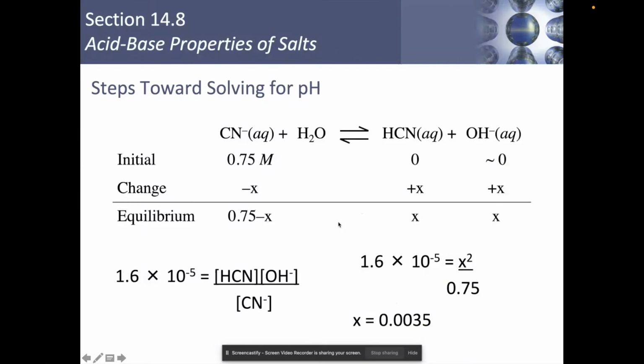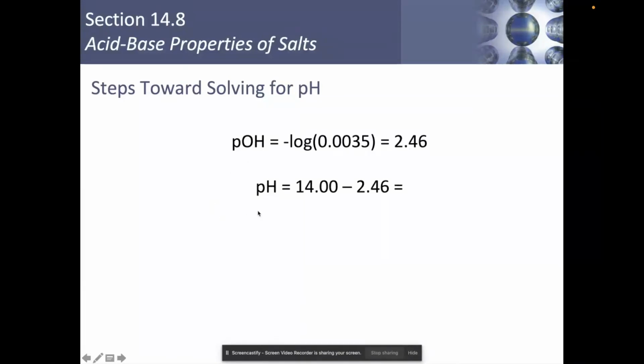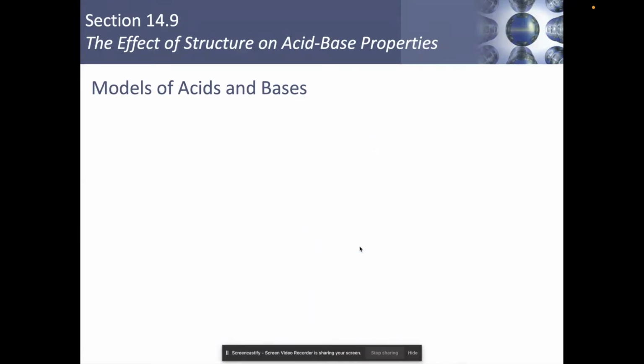Remember, this is giving me hydroxide ion concentration, though. So that means that if I take the negative log of it, I'm going to get the pOH, and it asks me for the pH. So 14 minus 2.46 is 11.54, and that would be the answer. Again, a lot of steps, a lot of logic, but as long as you know the general process, you can start to put this all together.